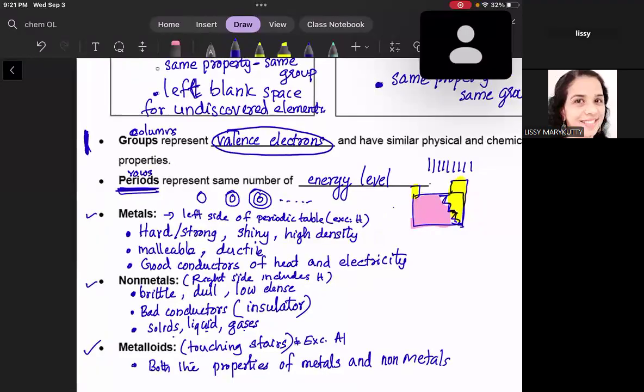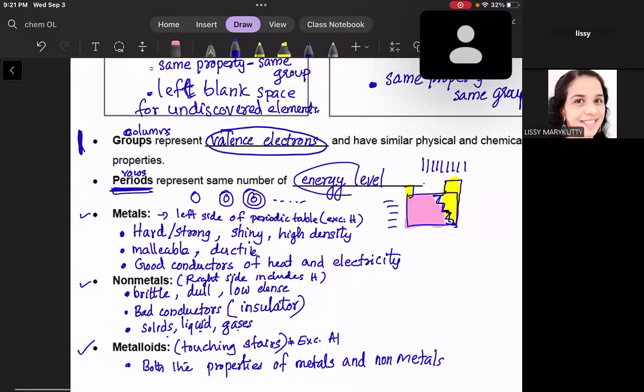And there are 7 periods in the periodic table, which are the horizontal rows, and they represent the energy level. So if they are in the first row, there will be only 1 energy level. Second row, they have 2 energy levels. Third row, they will have 3 energy levels, and so on.